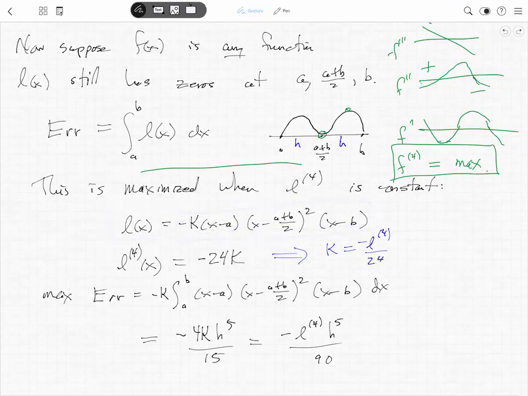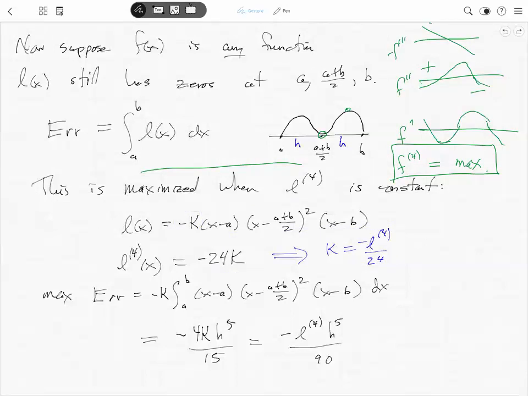Once again, it's more convenient to express the error in terms of the fourth derivative rather than in terms of k. So I'll make a note now of the relationship between k and the fourth derivative. In this polynomial, the x to the fourth term has the coefficient simply minus k. So the leading term, the highest power term, is minus k times x to the fourth, and therefore the fourth derivative is going to be negative 24k. Solving for k, we get k is equal to negative the fourth derivative divided by 24.